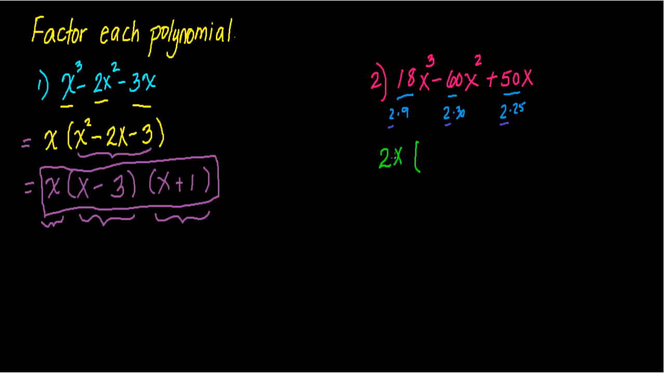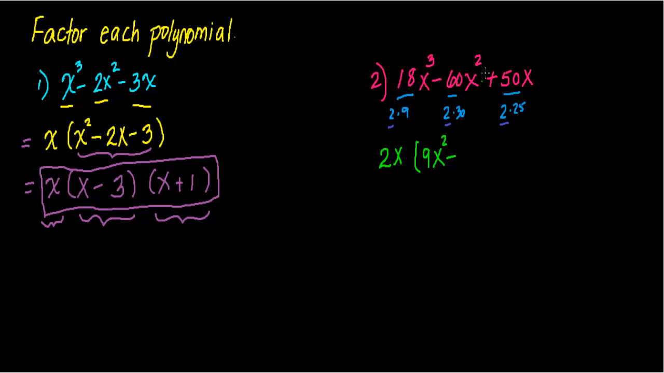Inside my parentheses, originally I have 18x cubed. So 2x times what will give me 18x cubed? Well, 2 times 9 gives me 18, and x times x squared gives me x cubed. And there is my first term. If I multiply this times that, I will get back that first term. This minus sign, just bring it down.